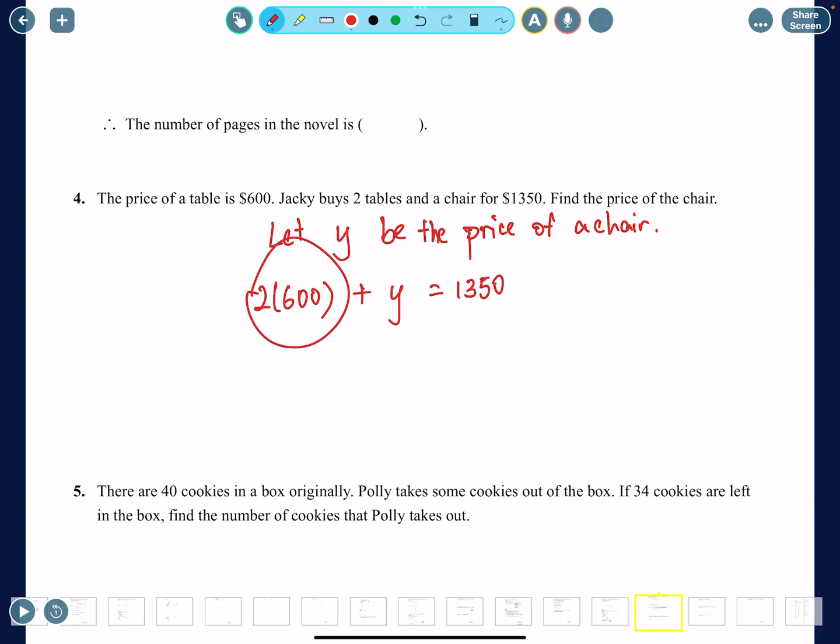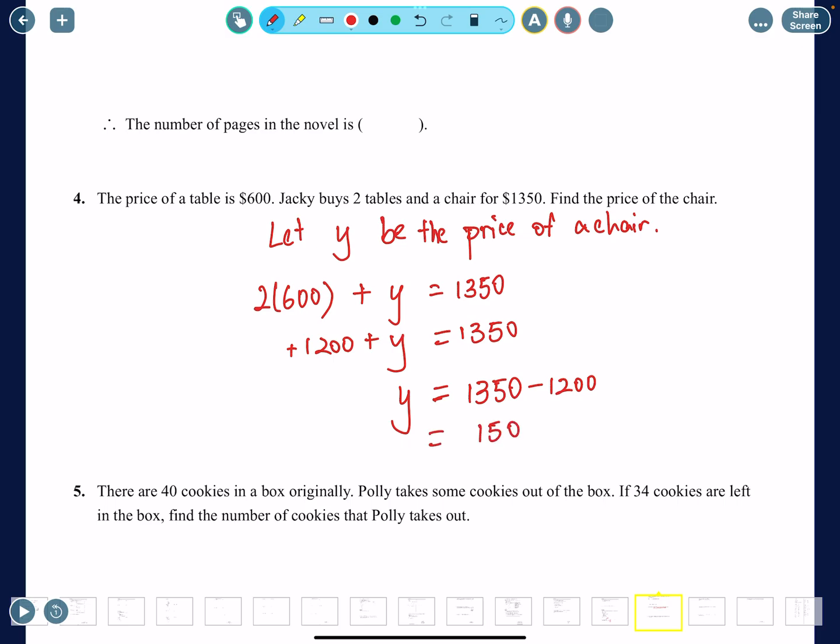I can simplify 2 times 600, which is 1,200, plus Y equals 1,350. We have to make Y the subject, so that means you gotta put Y on one side. I'll keep Y on the left. I'll move 1,200 to the right. So how you move it to the right is your job. It's turning from positive to negative. There's an invisible positive sign here. It becomes negative on the right side, 1,200. The final answer for this is 150.